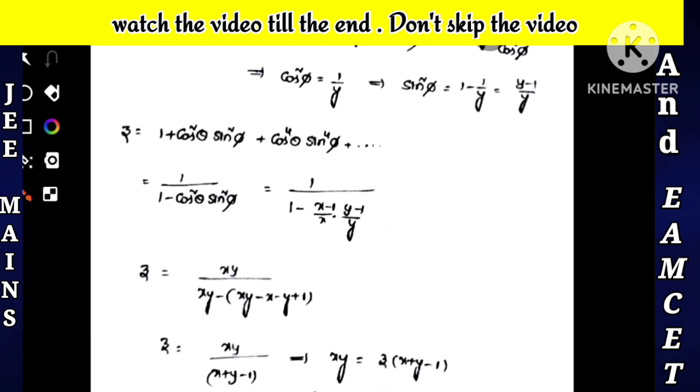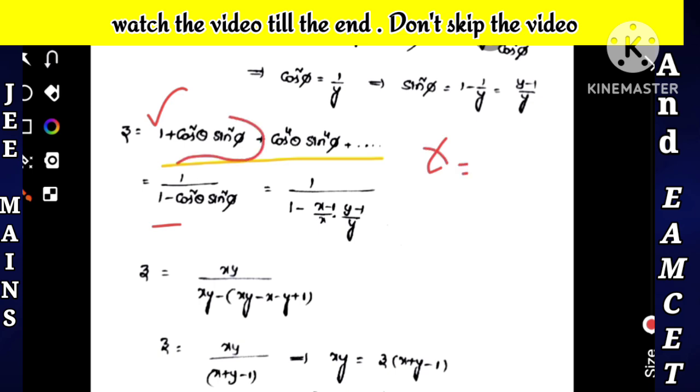A is nothing but the first value, that is 1. Okay, understand. This is also the sum of a GP series, an infinite series. Here also we apply the same formula, a by 1 minus r. What is a? The first value, 1. And what is r? T2 by T1, second value by first value, that is cos square theta into sin square phi by 1, that is cos square theta into sin square phi.